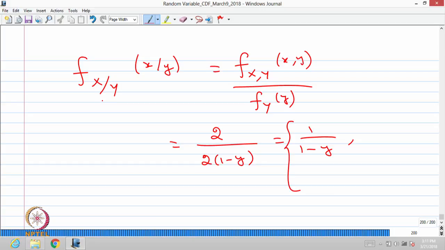You have to treat y as a constant here. So, the value is 1 divided by (1 minus y) when x lies between y and 1, 0 otherwise. Similarly, you can find the conditional probability density function of y given x by treating small x as a constant.